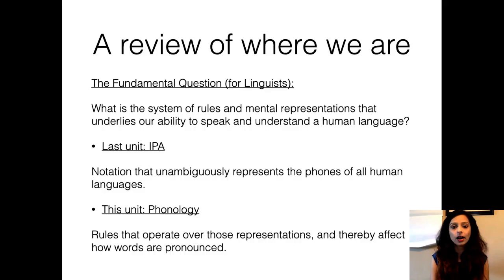So, just to review where we are, this is the fundamental question that we have been asking this entire class and what we've been concerned with this entire semester. What is a system of rules and mental representations that underlie our ability to speak and understand a human language? And one of the answers that we saw to this question was the International Phonetic Alphabet. And so now you are familiar with how to transcribe English into IPA. You have the IPA handout, and you know that it is a really good way of representing because it is completely unambiguous.